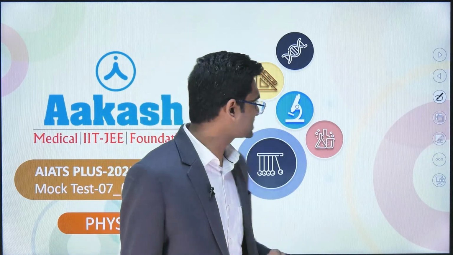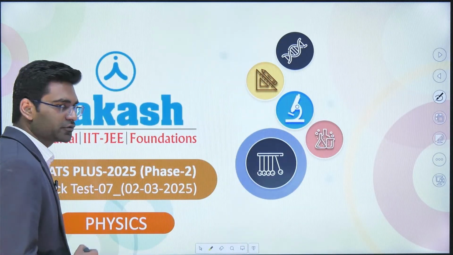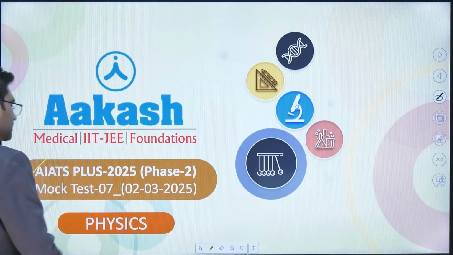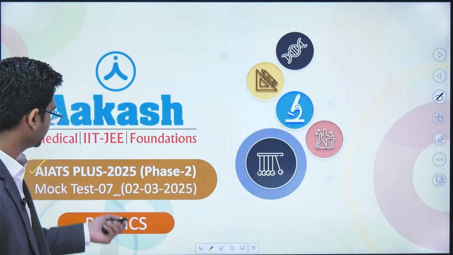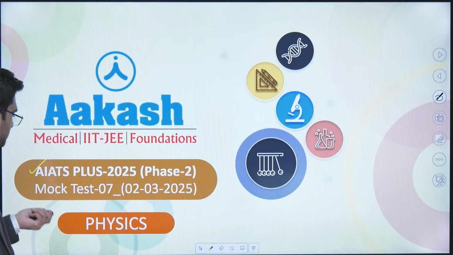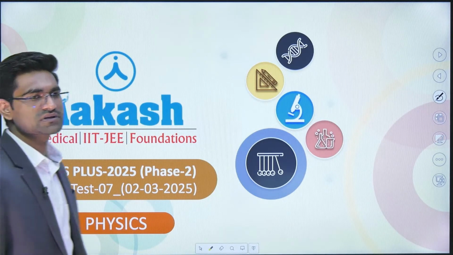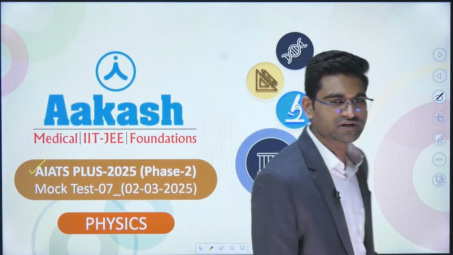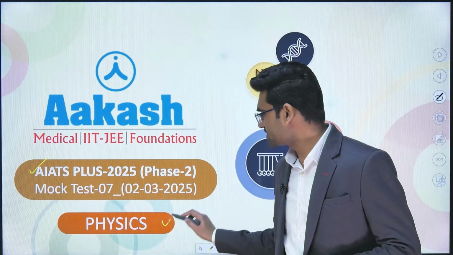This is the second slot, and what we are doing, we are discussing this paper AIATS plus 2025 phase 2, and the paper name was mock test 7, and it was conducted on 2nd of March 2025, right? We are here to discuss physics part.